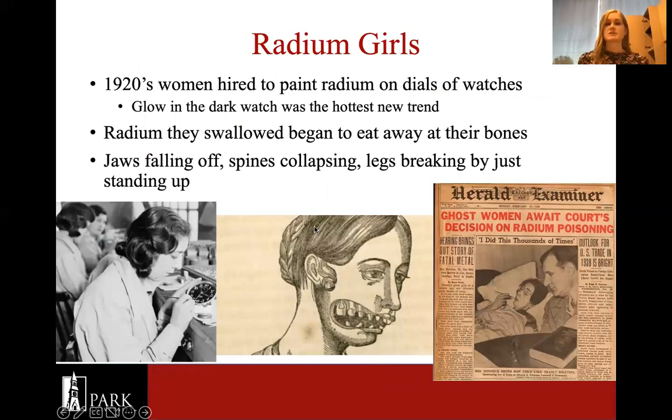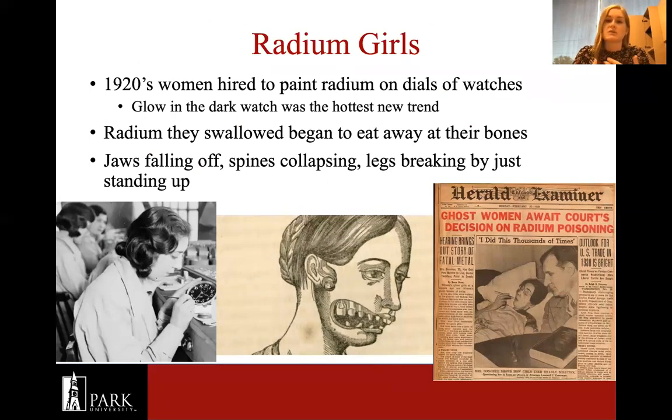This is an interesting story. When I was researching what radium does to the body, Google showed me something called the Radium Girls. I'm almost positive none of you have heard of this, so I'm going to take you on a little history lesson.